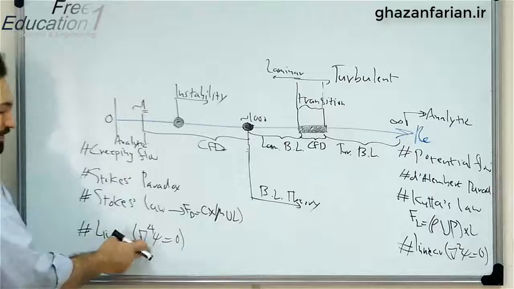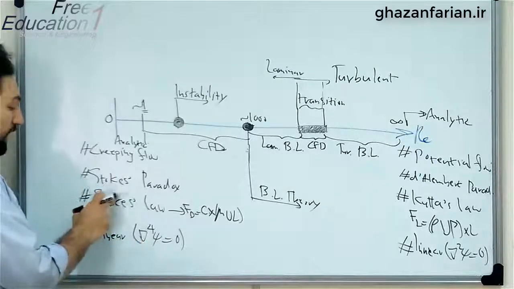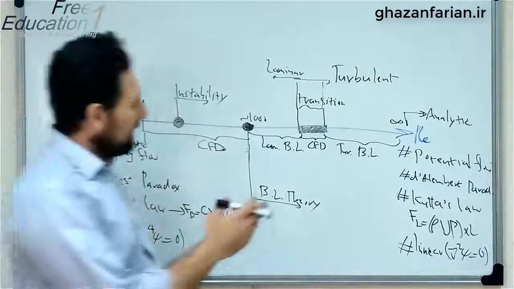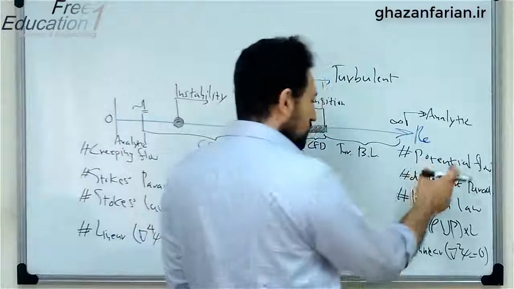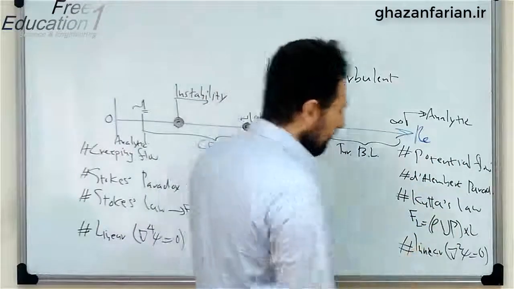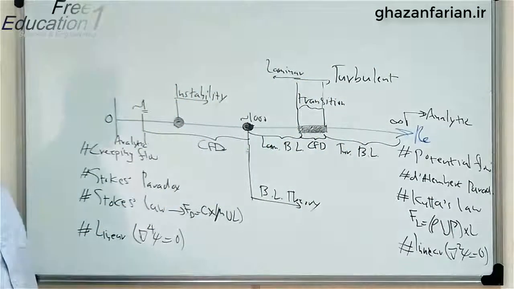It's linear, and the governing equation is the biharmonic equation. The Stokes paradox: we have the Stokes paradox and Stokes' law in this regime. And at the other end, we have a potential flow with the d'Alembert paradox and Kutta–Joukowski's law, and again the flow is linear. And the governing equation is the Laplace equation.